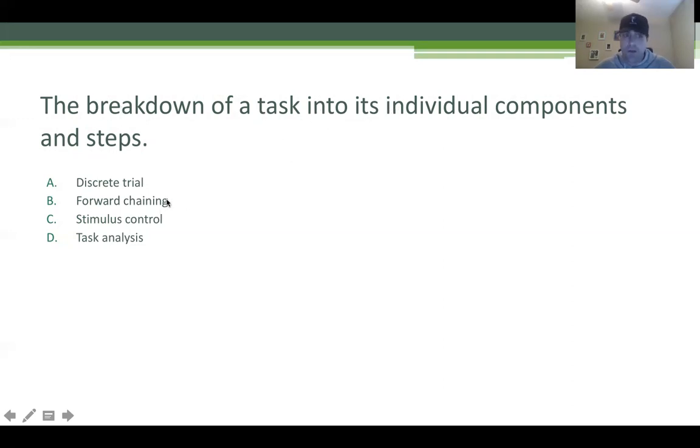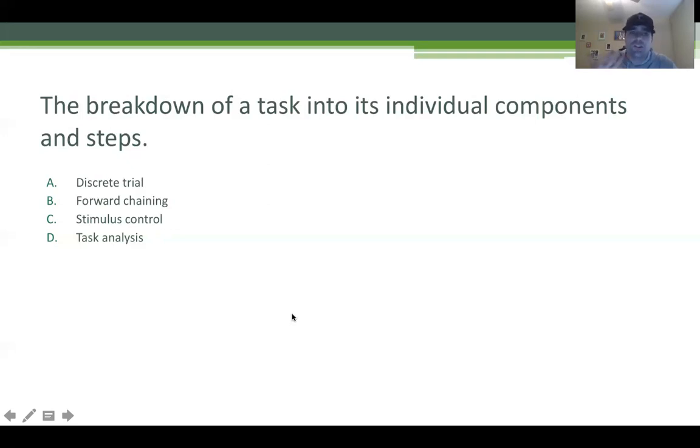Forward chaining, don't get confused. Now, this is related to chaining, okay? But before we can do chaining, we have to do this step first, right? We first have to break down the task and then we can chain it and teach it using that chain, okay? So don't get that mixed up. It's not forward chaining. Stimulus control has nothing to do with breaking down a task into its individual components. So it has to be D. It has to be a task analysis.